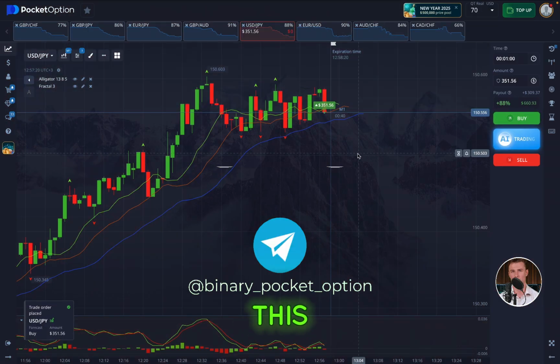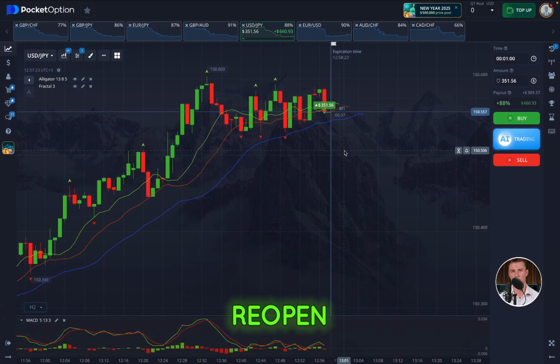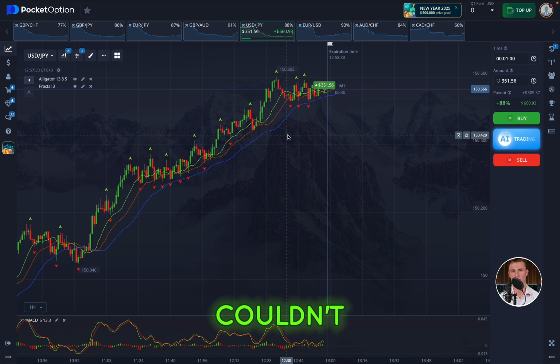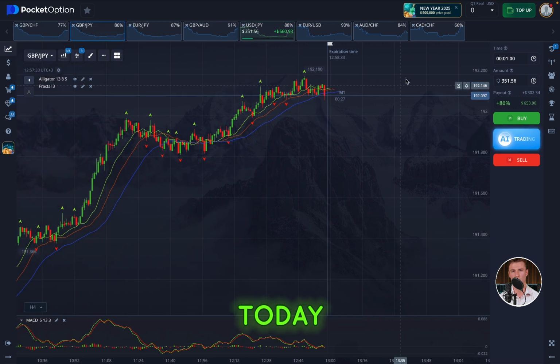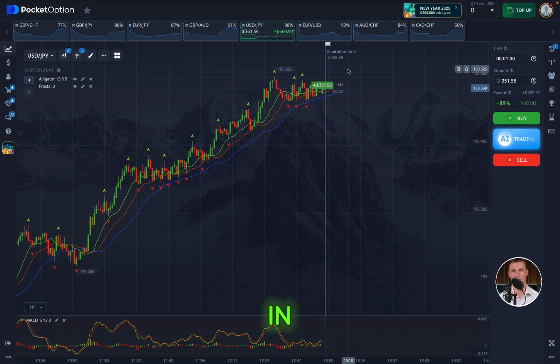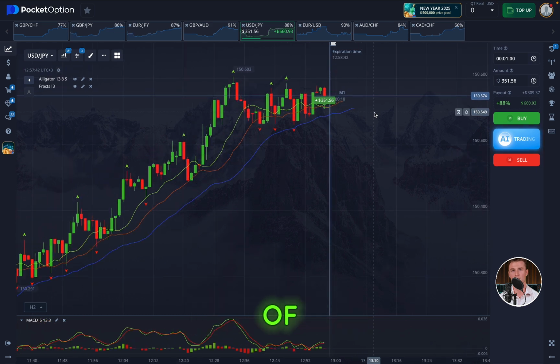And again, here on this currency pair, you can reopen a deal to increase the trend. We have already opened a position here. Unfortunately, I couldn't open a downgrade deal, so today we will only be opening deals to buy. In general, I think you have already understood the logic of entry.